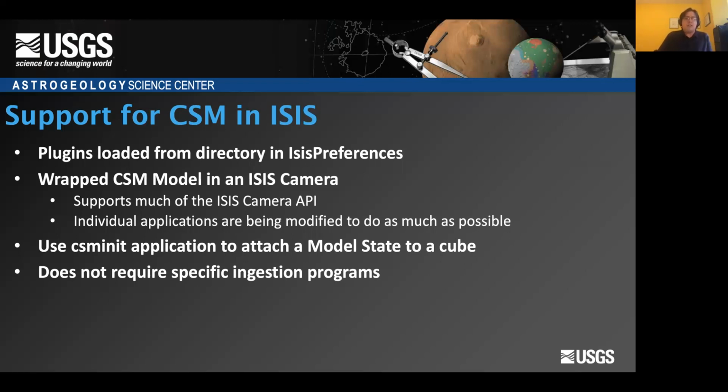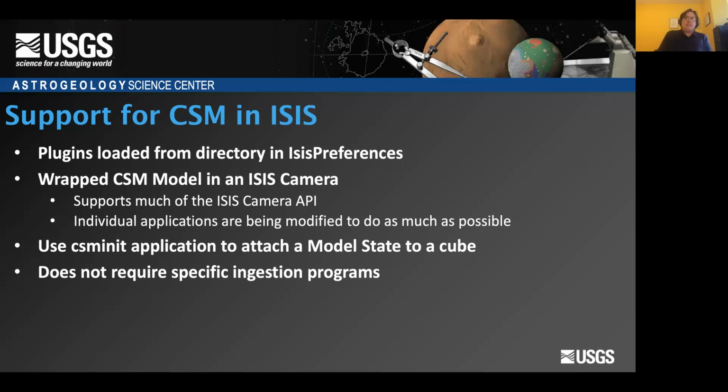Similar to in ISIS, how you have a SPICE init application to associate all the information your camera models in ISIS need, we have a CSM init application that just takes our model state string and just slaps it on the cube. And then from there on out, that cube is living in CSM world. You can flip-flop between them with the same images if you want, it all works. But we really recommend that you pick your model at the beginning and you only stick with one model.